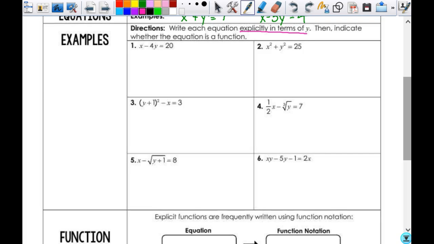So I'm going to do 2 things at once. I'm going to move my 4y over, and I'm going to move my 20 over. So it's going to give me x minus 20 equals 4y. All right.